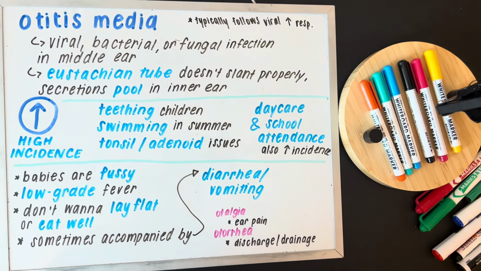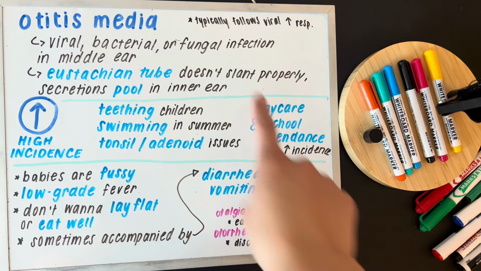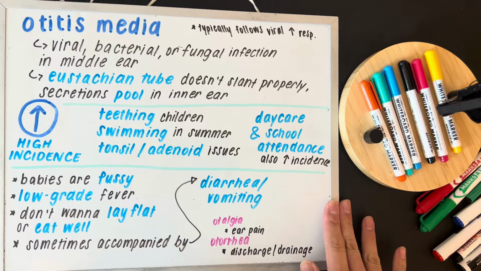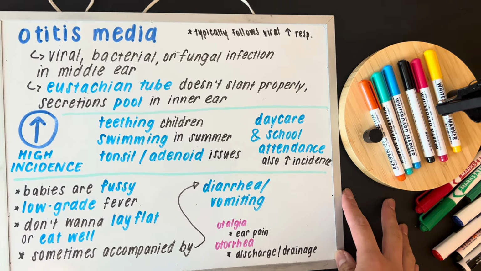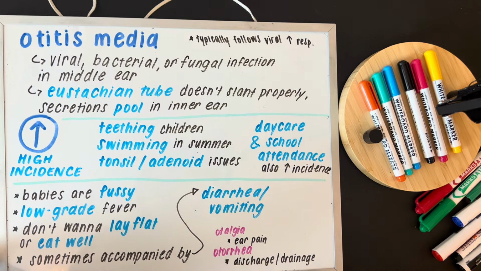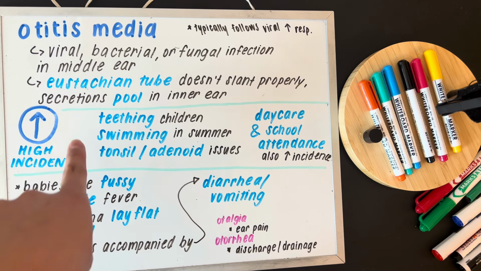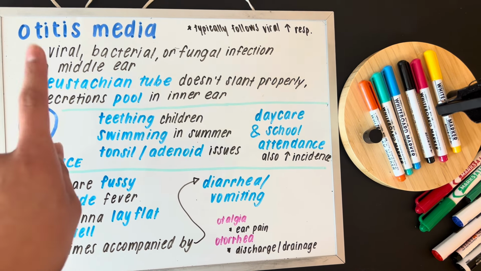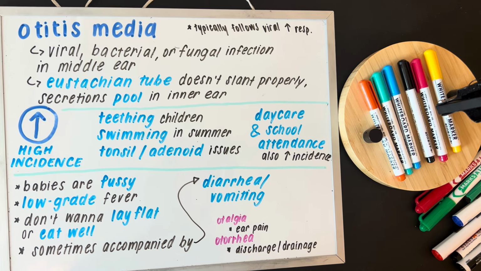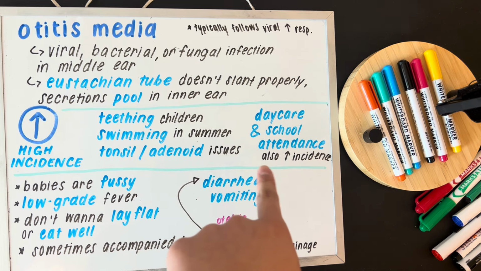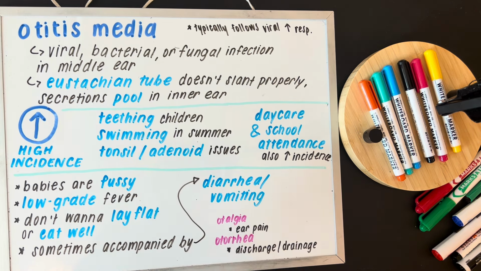We're starting with otitis media. So otitis media is either a viral, bacterial, or fungal infection in the middle ear. And I saw on Google that it typically follows a viral upper respiratory illness. And the eustachian tube doesn't slant properly in children, so the secretions will pool in the inner ear. And there's a high incidence in teething children who swim during the summer, and children with tonsil and adenoid issues. And there's also a high incidence in daycare and school attendance.